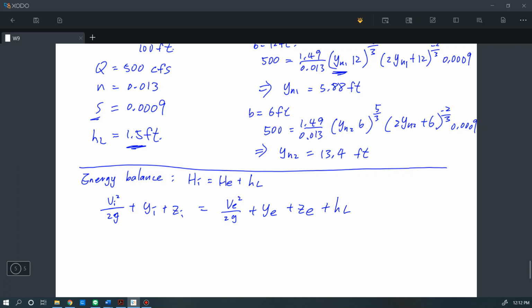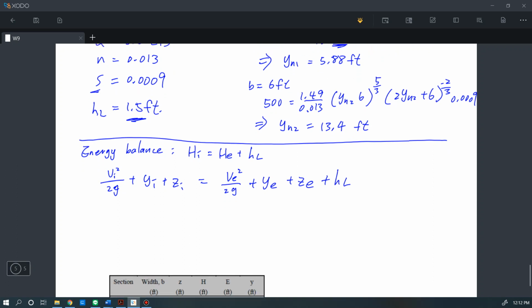hl. Okay, so let's assume that the elevation of the axis is our datum, so this is equal to 0. So the delta z is equal to zi minus zi, because this is 0. Okay, that's the thing that we'll try to solve.